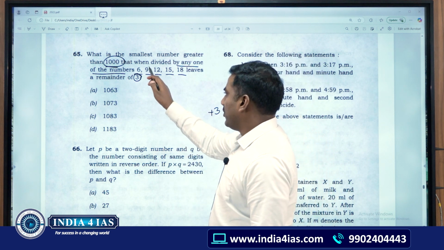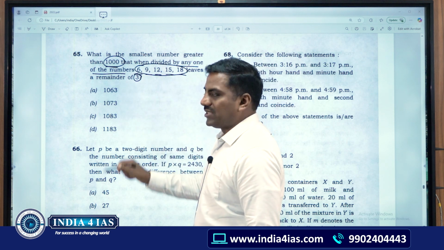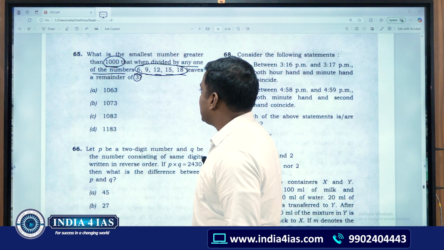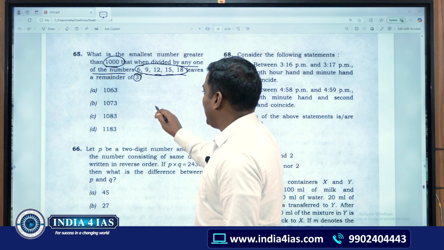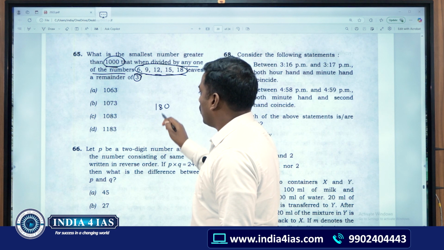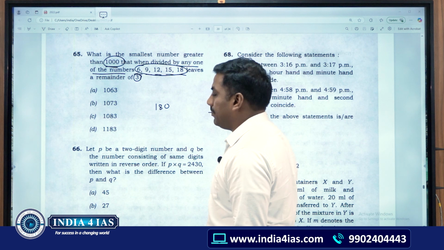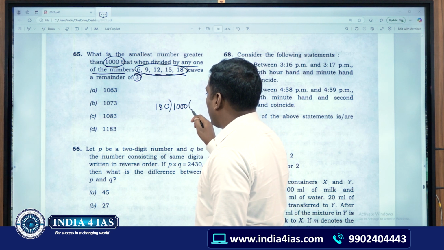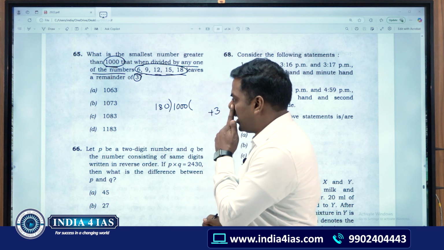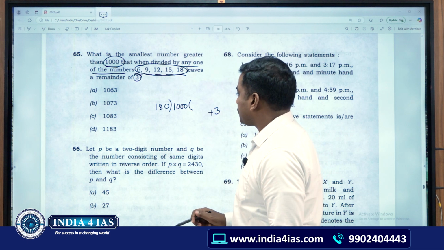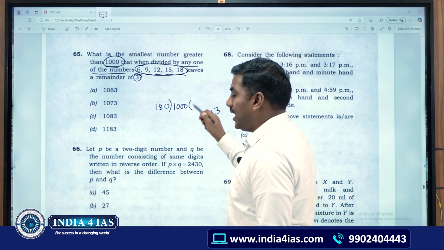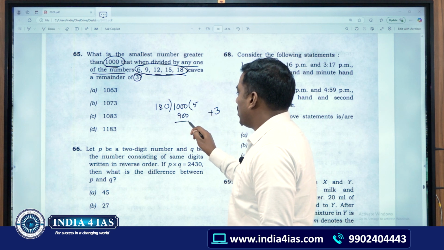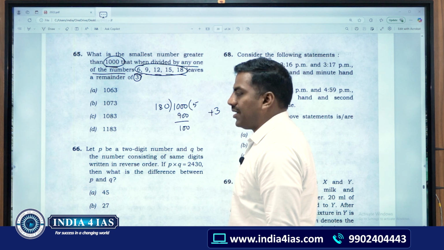So for this, we have to take the LCM of these numbers for such questions. So what is the LCM here? LCM will be 180. You work out, LCM will be 180. So when you try to divide this 1000 by 180, what you will get? 180 5s are 900 and I will be left with 100.